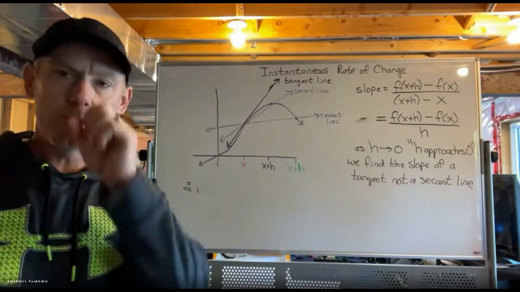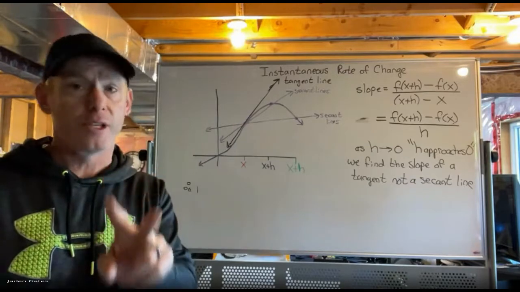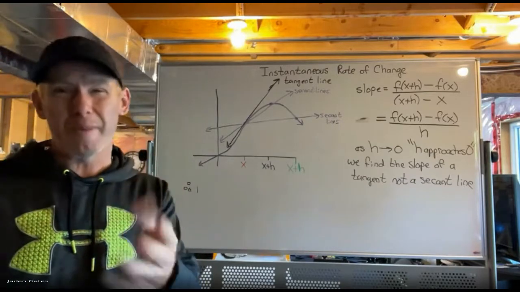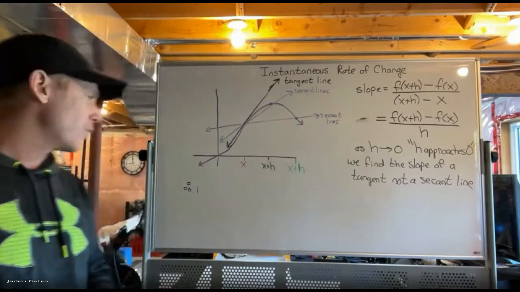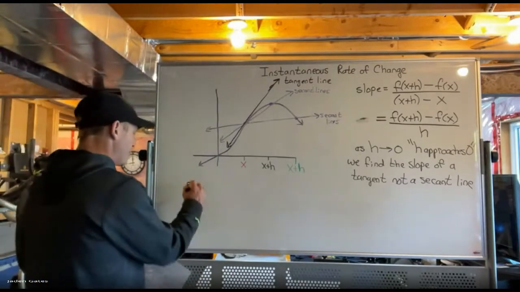Weird concept, right? Because we've always had to find slope in math with 2 points. Really, we're only using 1 point because the two dots are so close together. I can't stress that enough, that it only looks like 1 point. So we call that the instantaneous rate of change.